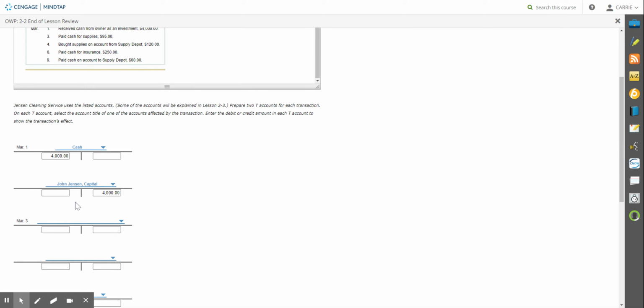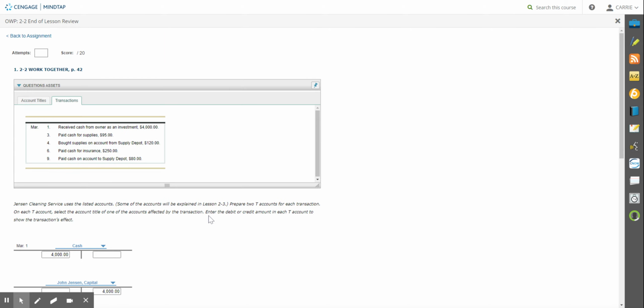We paid cash for supplies for $95. So the two accounts are cash and supplies. We are going to be debiting supplies to increase it, $95, and we are crediting cash because we paid cash, so we're decreasing cash by $95.